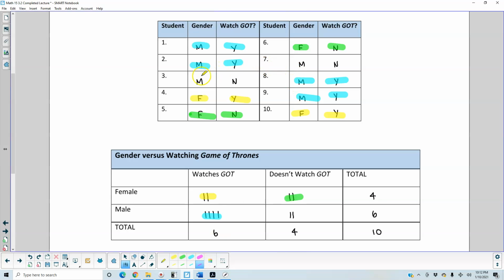And then how many said no? Well, there's 1, and then there's 2, so therefore there's 2. Now when we add those across, we get 6 male. And the total amount in that entire survey was 10.